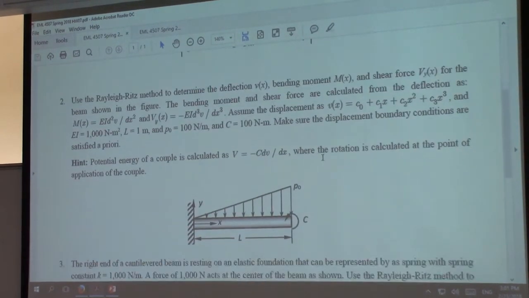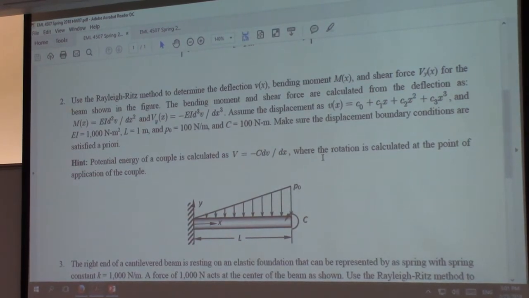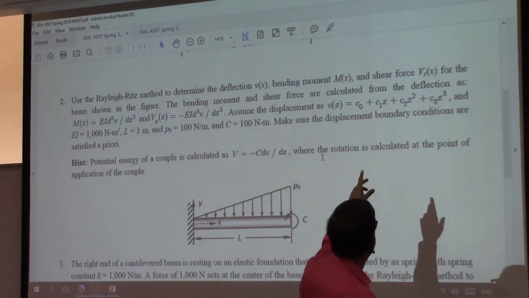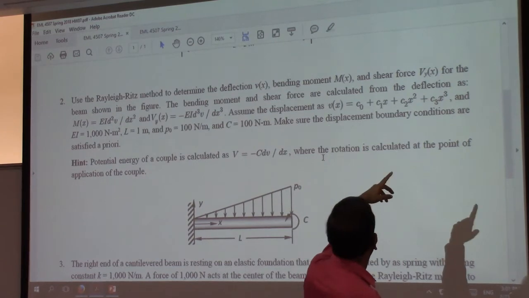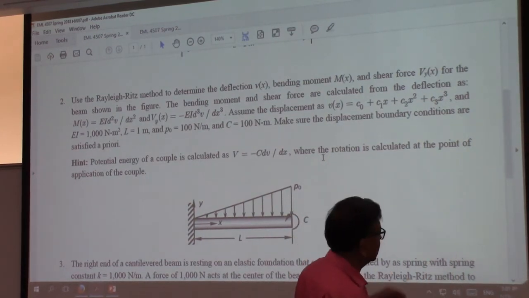If you go to the next problem, the boundary condition at the cantilevered end is that both deflection and the slope should be equal to 0. So the way the function is given, it doesn't satisfy that. So you have to force it, adjust the constants to make it satisfy these equations. That is the first step.